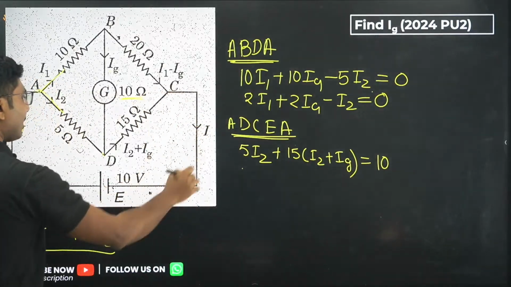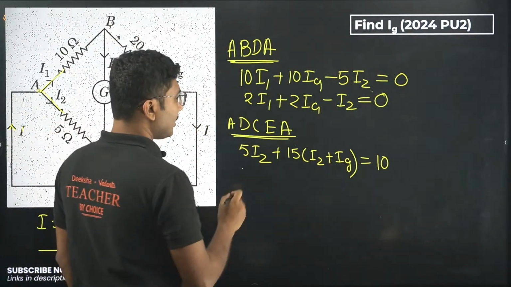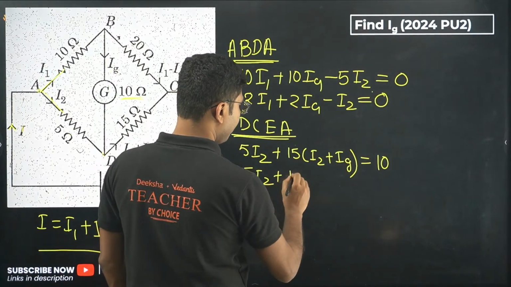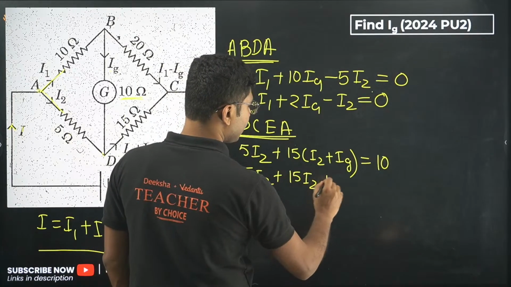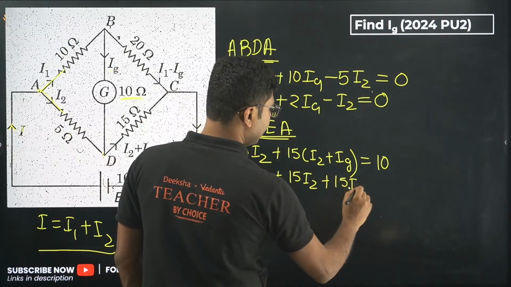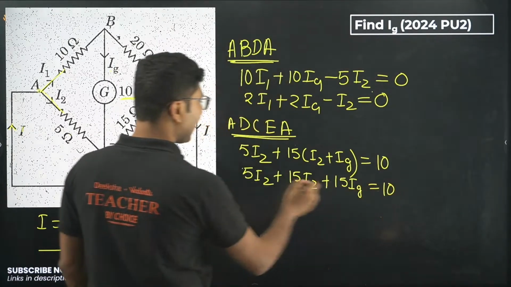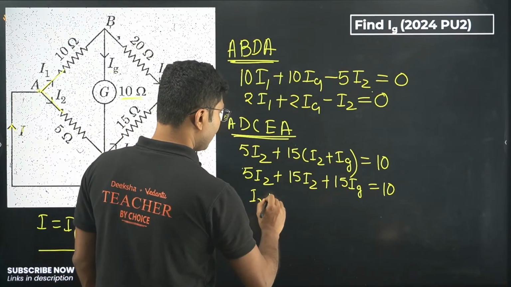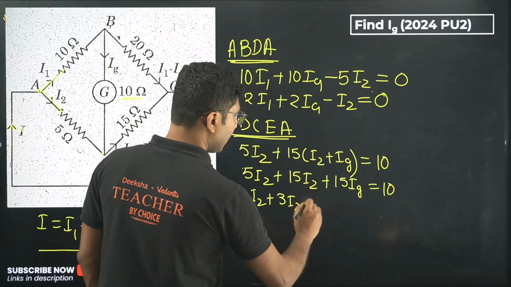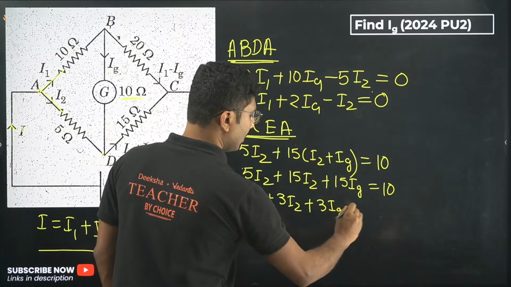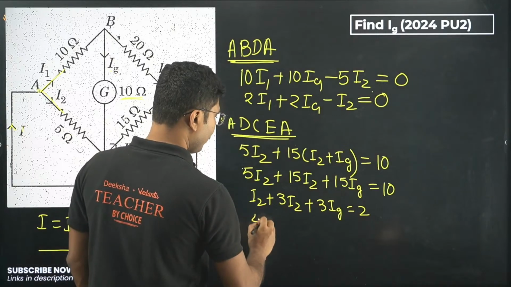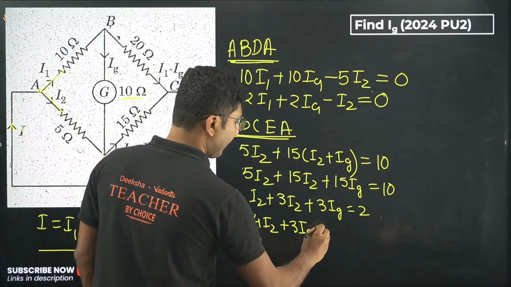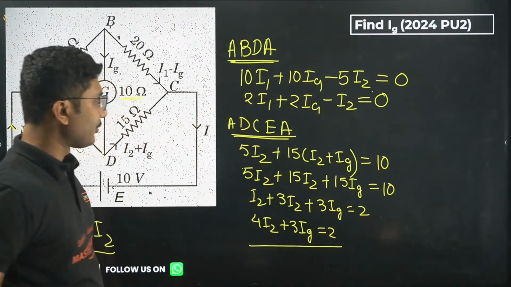So now we will see that. I actually was not even required to solve this question anyway. So 5I2 plus 15I2 plus 15Ig equals 10. Again, everything can be divided by 5, so we will do that. So I2 plus 3I2 plus 3Ig equals 2. So we got 4I2 plus 3Ig equals 2. So this is our second equation.